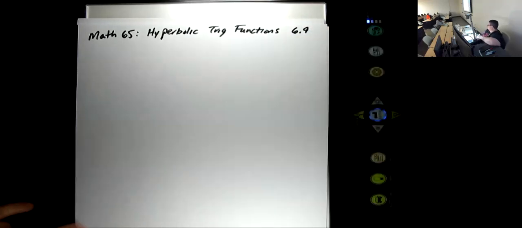They wait until we do chapter 6 in Calc 2. But Calc 2, you should have all the derivatives by then. And for some reason, they put the derivatives of the hyperbolic functions in chapter 6. So we're going to have them up here.